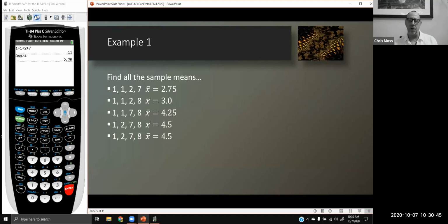And you'll notice that they vary quite a bit, from the low of 2.75 to a high of 4.5, almost a factor of 2 there. Now, what about the actual population mean? Well, if we add those 5 numbers up and divide by 5, we'll get mu equals 3.8. Notice the change in the notation also. Mu is a parameter. It speaks to an entire population.